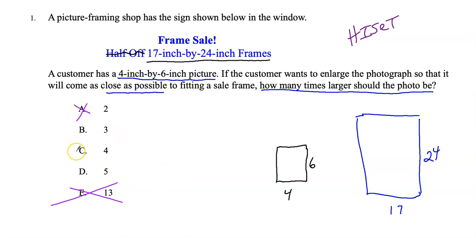Let's multiply by 4 now. So I'll take this times 4, and I'll take this times 4. 4 times 4 is 16. 6 times 4 is 24. Look at this. Now they match up perfectly. The 24 and the 24. And the 16 and 17 are almost exact. And it said as close as possible, it's going to have to be C. And I move on to the next question.